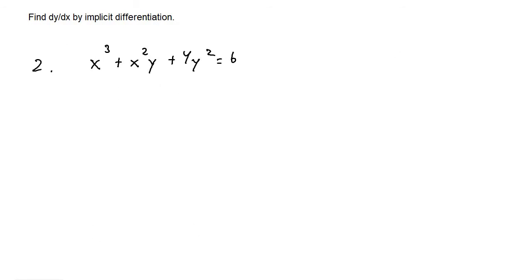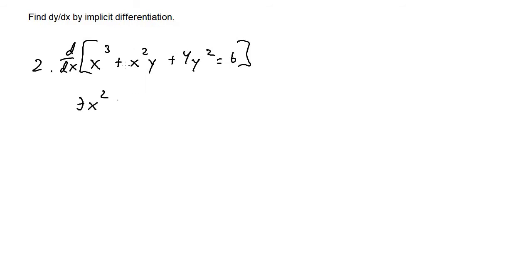So now for number 2, we have x cubed plus x squared y plus 4y squared equals 6. Same exact process here. First step is always to derive both sides with respect to x. So the derivative of x cubed is going to be 3x squared. Now for the derivative of x squared y, we do have two variables being multiplied by each other, so we have to use the product rule.